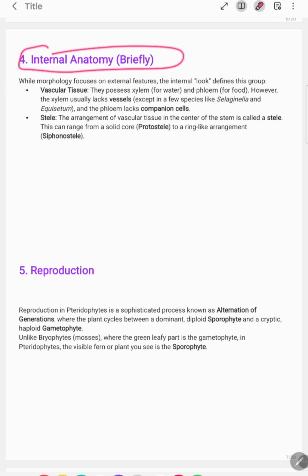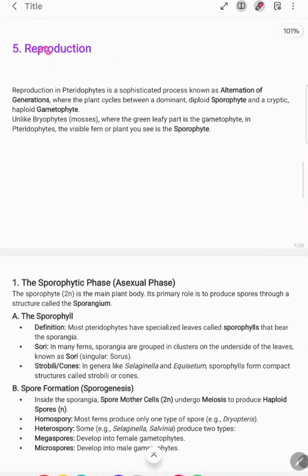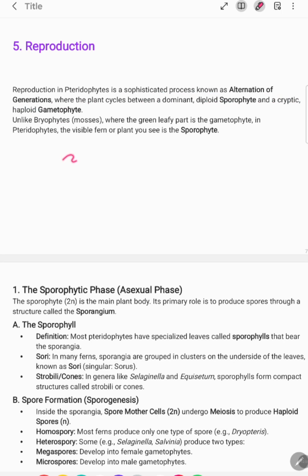So this was all about your internal anatomy. Now finally we are going to discuss the reproduction, the main important. Reproduction in pteridophytes is a sophisticated process known as alternation of generation, where the plant cycles between the dominant diploid sporophytic phase and the cryptic haploid gametophytic phase.